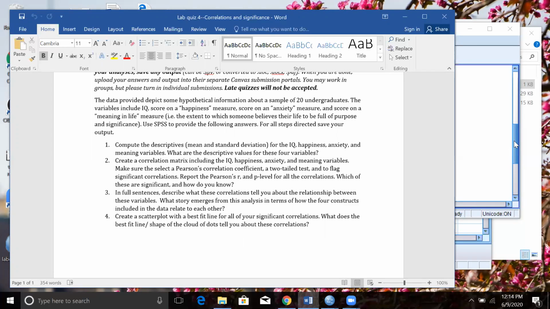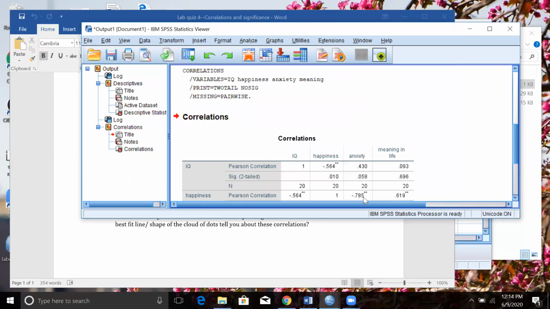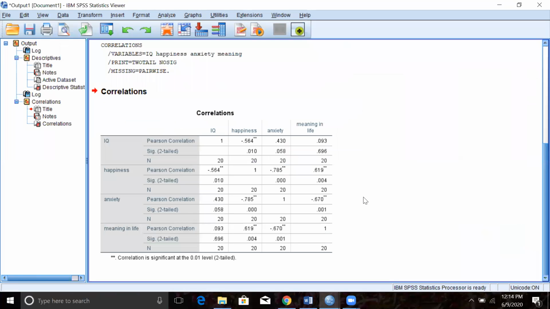So how do you do that? You look and you see what's significant, and you just want to verbalize which variables were significant. Okay, so it appears that people who are happier tend to perceive their life as more meaningful, and they have less anxiety. People with a high IQ tend to be less happy, but it has no bearing on their anxiety or meaning in life.